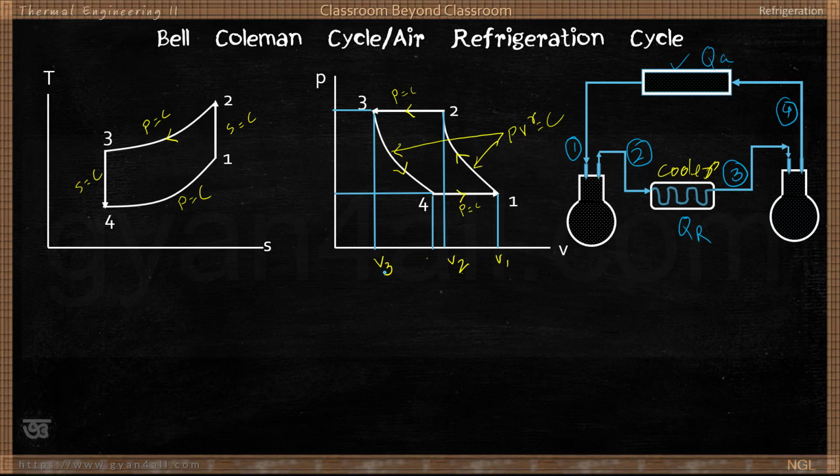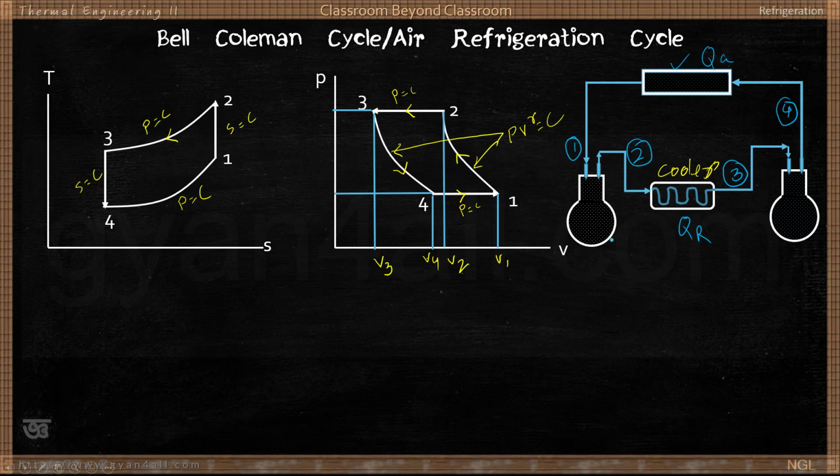Decrease in volume. 3-4 is an expansion process. That is why volume is decreasing. Okay, this is from V4. That is about volume. And now you see what happened to pressures in the PV diagram.